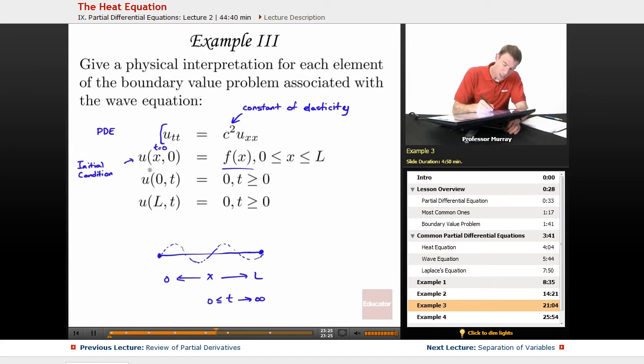U of 0, t means we've plugged in x equals 0, which means we're looking at the left end of the string. And if that's equal to 0, that means it's not displaced at all for all time, which means you pin down the left-hand end of the string. So left end fixed. You pin down the left end of the string, it is pinned down.